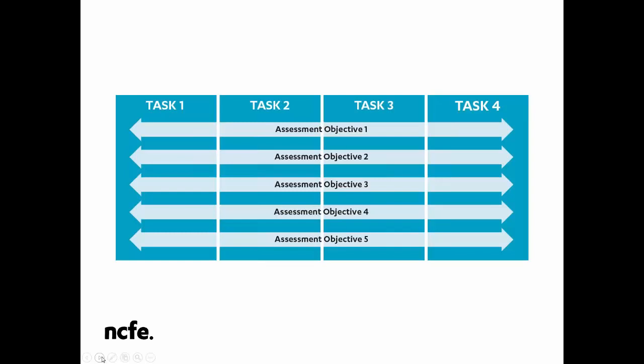So in response to that feedback, the approach we now take is that the learner will complete tasks 1, 2, 3 and 4 and submit all of those tasks together, and then you holistically mark assessment objectives 1, 2, 3, 4 and 5 across the whole of the internal synoptic project.